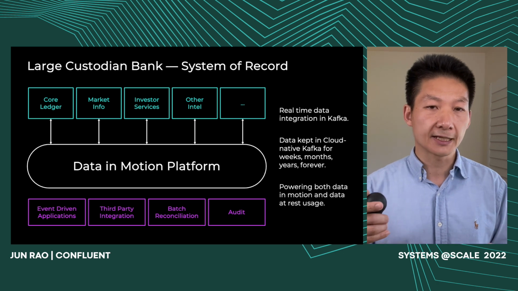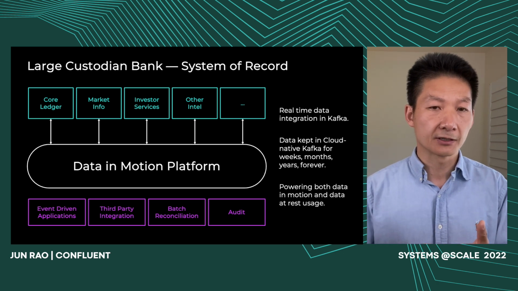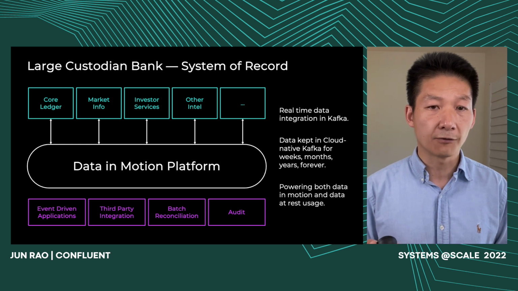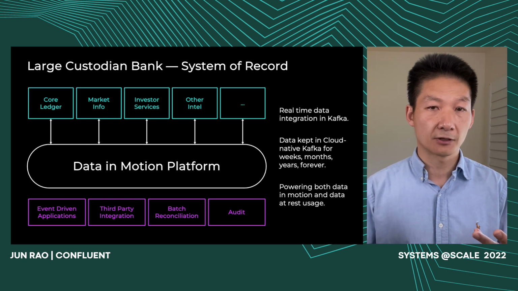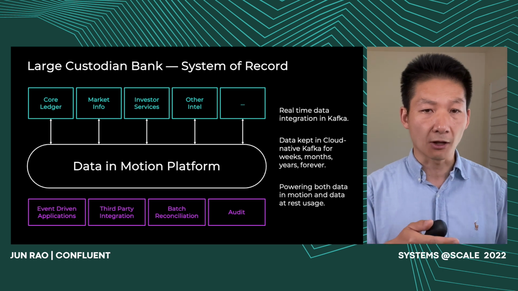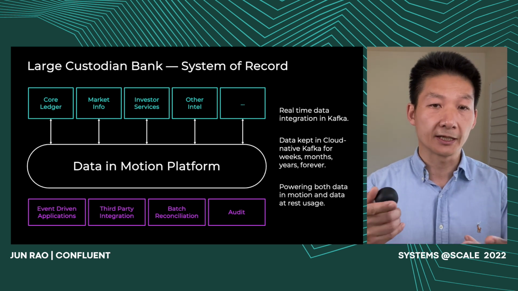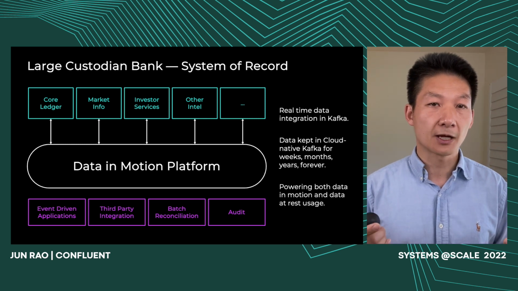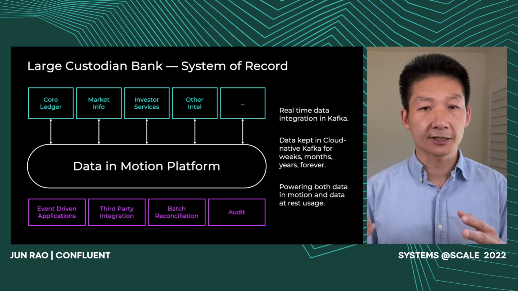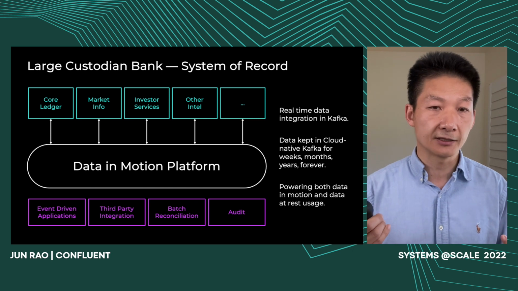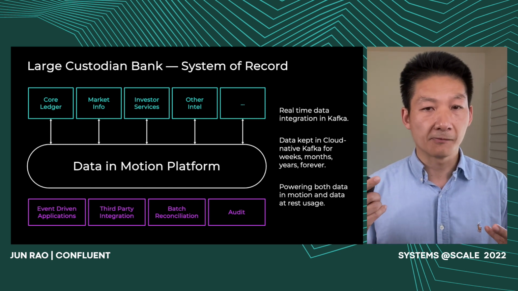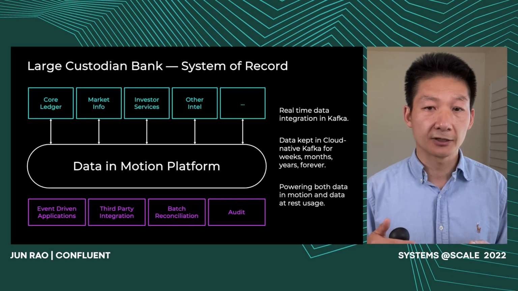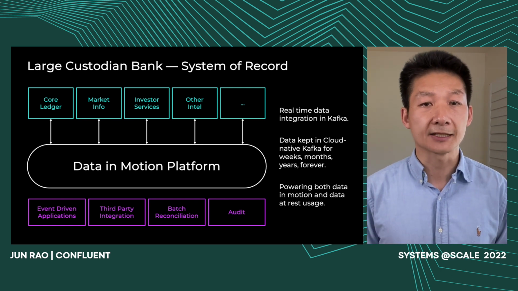They're also offering the data to third-party vendors. By keeping that data in this data in motion platform for months, they're allowing those third parties to have a much longer look-back window when they first get started. And sometimes they also need to do some batch reconciliation and auditing. By keeping that data in this same platform for years or forever, they allow this batch reconciliation and auditing to be done in the same platform.